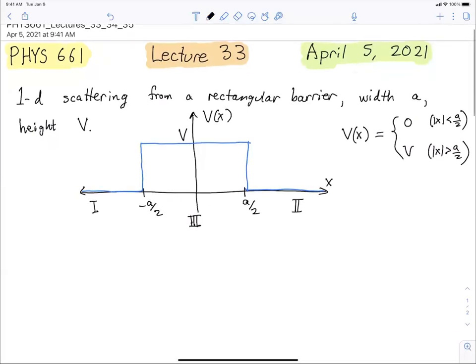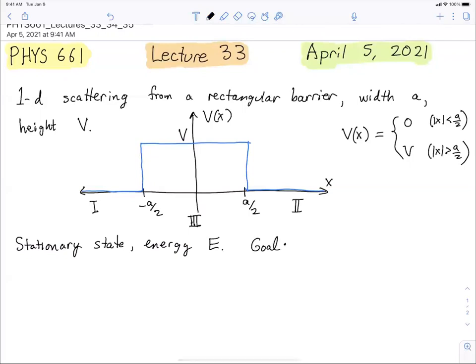Okay, now when we're doing scattering problems, we're going to look for a stationary state with some energy. That energy E is supposed to be the energy at which we're sending in particles. And then our goal is to find the reflection and transmission coefficients.